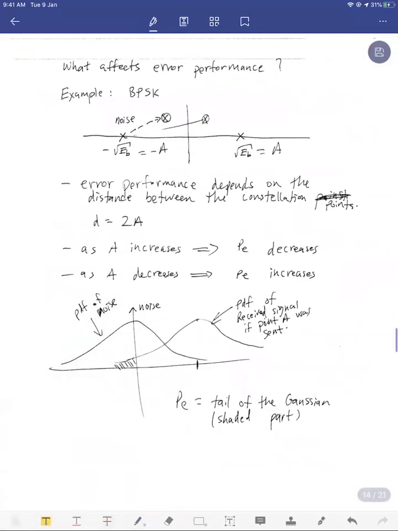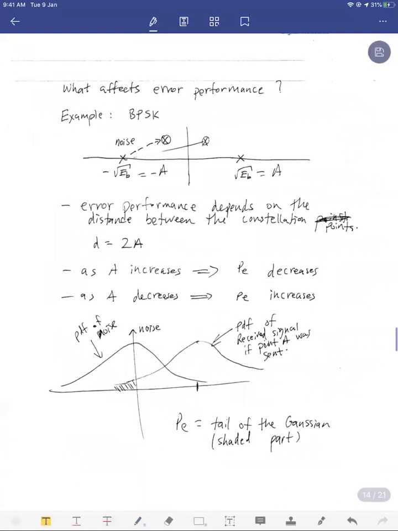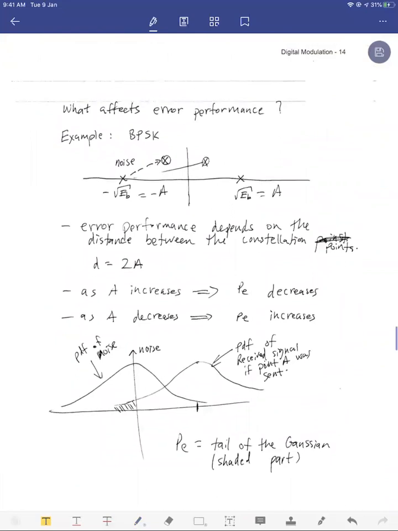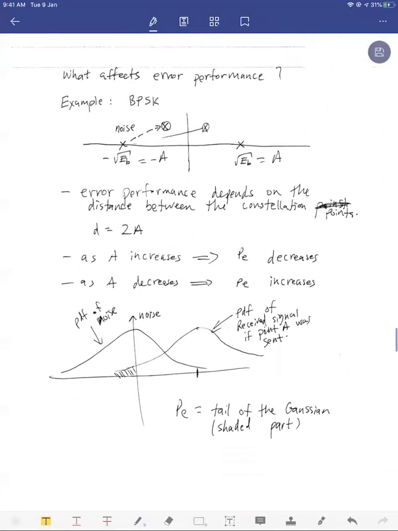All right, let's start now really looking at the power of the geometric approach. We're now going to start to talk about demodulation. So on slide 14, we're going to start talking about demodulation, and we're going to ask the question, what affects error performance? And we're going to really build this up in a very intuitive way. I'm not a fan of formulas and stuff, so we're going to build this up in a very intuitive way.